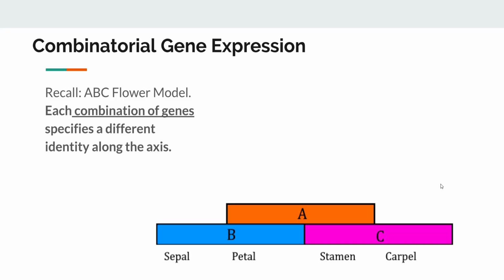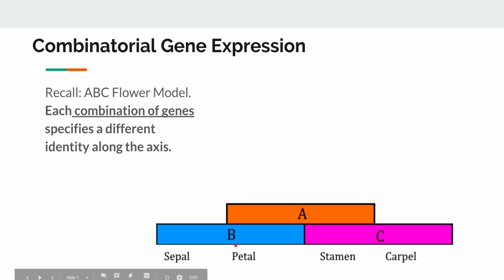And so another thing to go over is the combinatorial gene expression of how different tissues will be formed, okay? A really good example of this would be the ABC flower model. It's quite simple, so that's what I'm going to go over first very quickly. Combinatorial gene expression basically just means that each combination of genes will specify a different identity along its axes, okay? In the ABC flower model, we have another video on that as well, so I'll link that below.